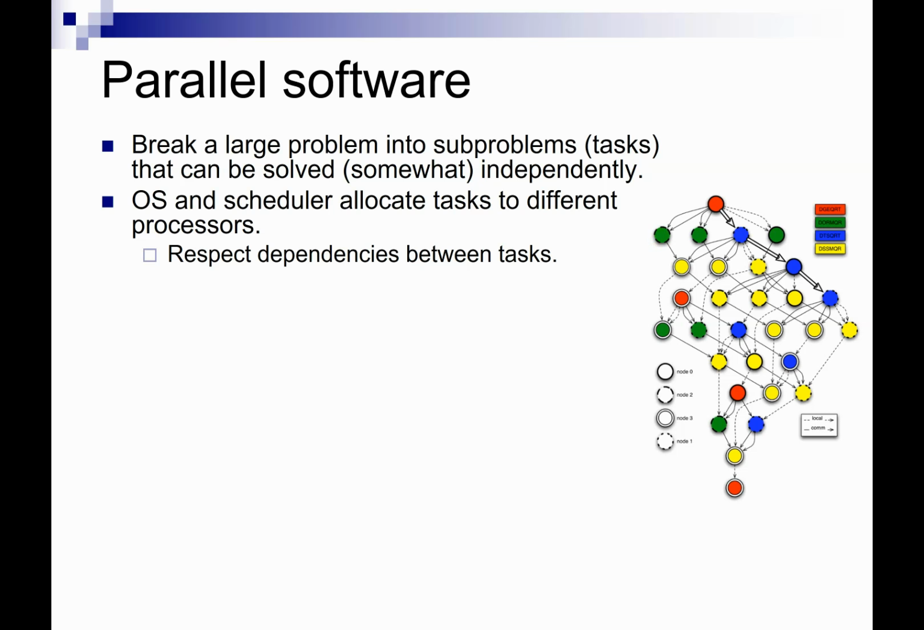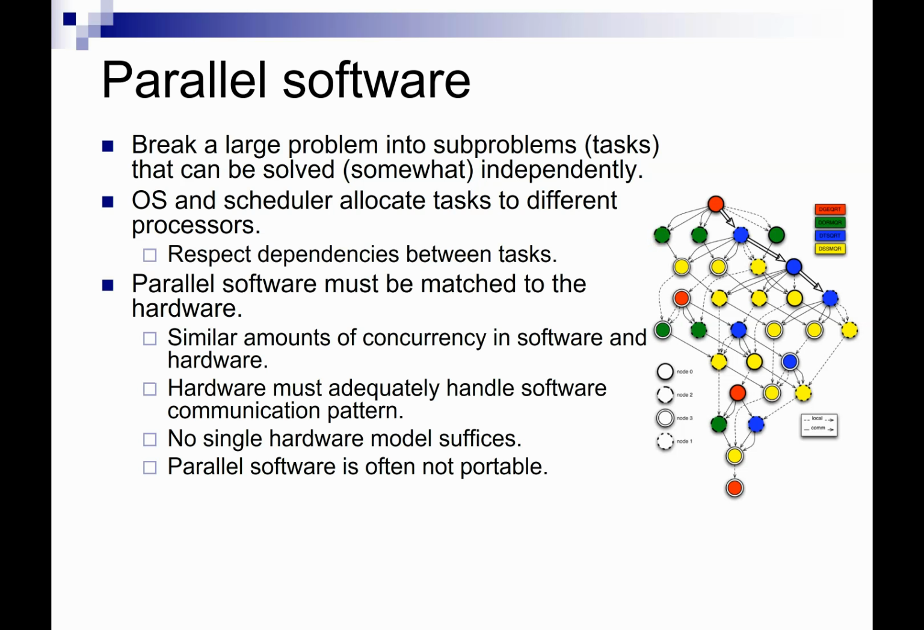So when we allocate these tasks using the operating system or the scheduler, we need to do so in a way that respects these dependencies between the tasks. Something else we need to do for the parallel software is that the way that we decompose our problem should be matched to the hardware that we're running on. So for example, there should be similar amounts of concurrency in both our task decomposition and the hardware.